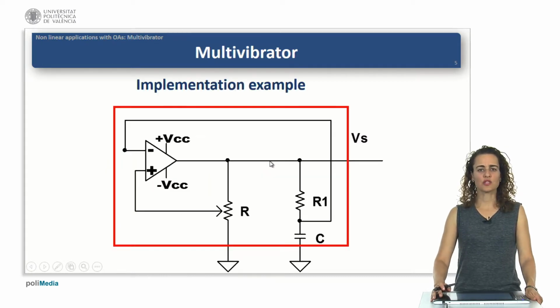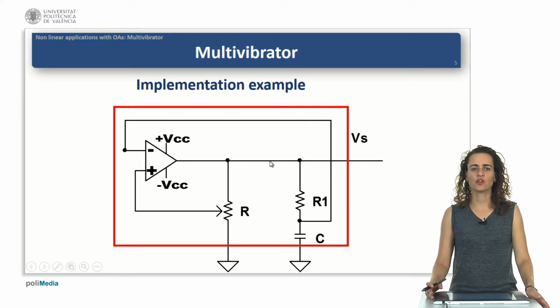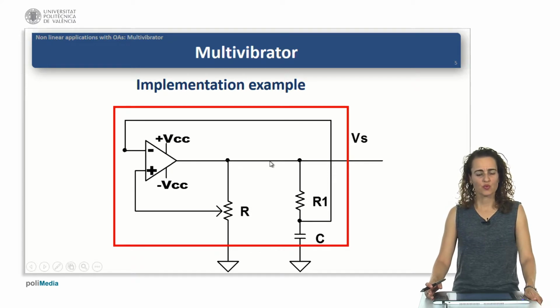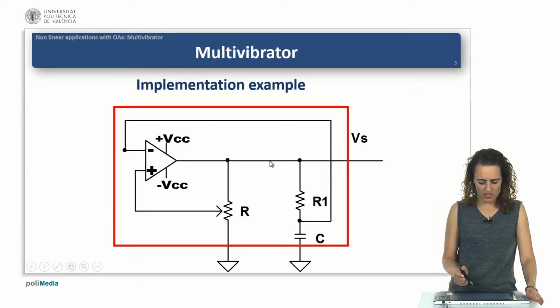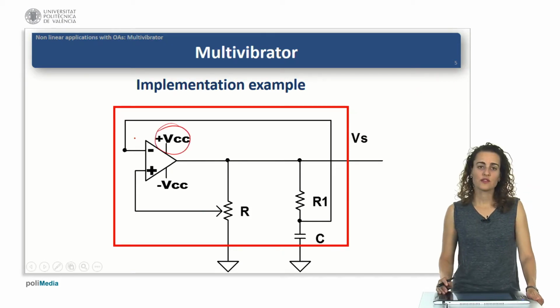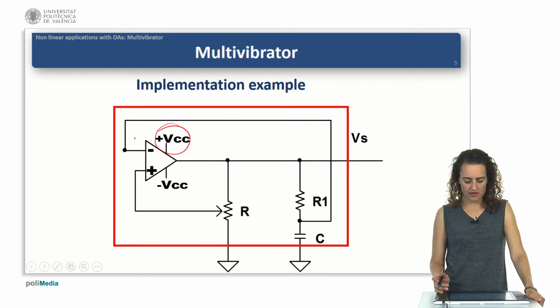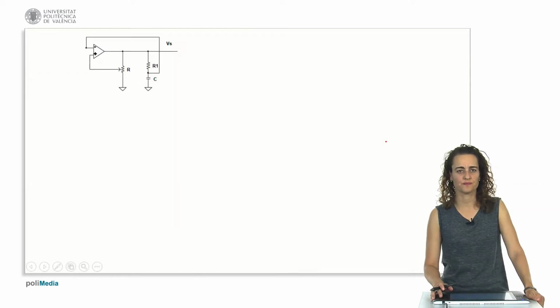Well, this would be the circuit implementing the function of the multivibrator, and we're going to analyze the circuit. As you see, we don't have any input at all in the circuit. We just have the supply voltage for the operational amplifier. And here at the output, we obtain the square waveform. Let's demonstrate this by analyzing the circuit.